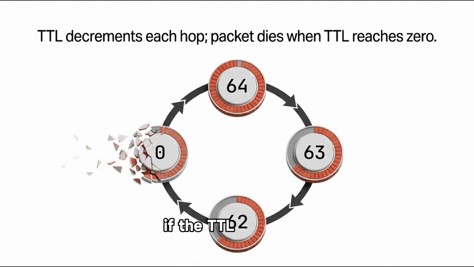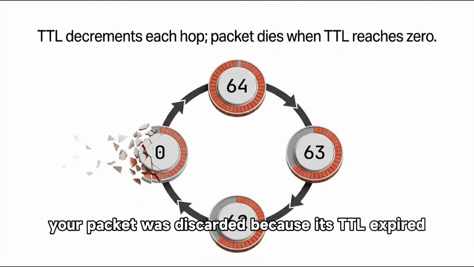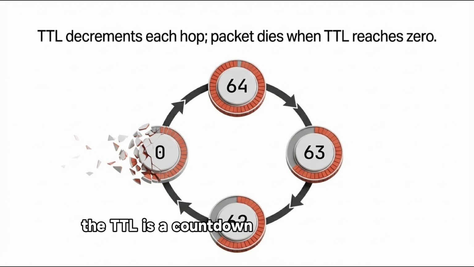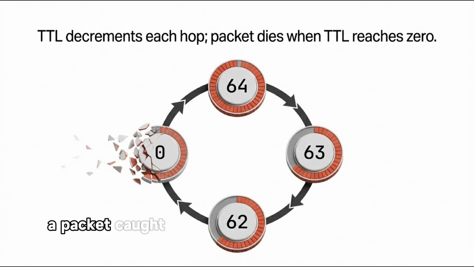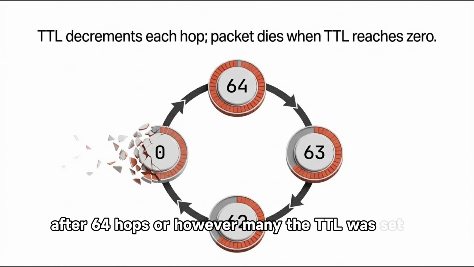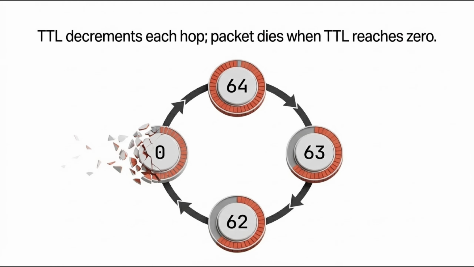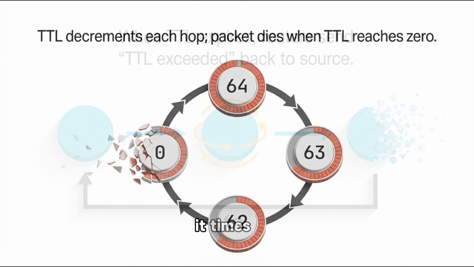If the TTL reaches 0, the router discards the packet and sends a message back to the source: your packet was discarded because its TTL expired. The TTL is a countdown to self-destruction. A packet caught in a routing loop gets decremented at every hop. After 64 hops, or however many the TTL was set to, the packet is gone. It doesn't loop forever. It times out.